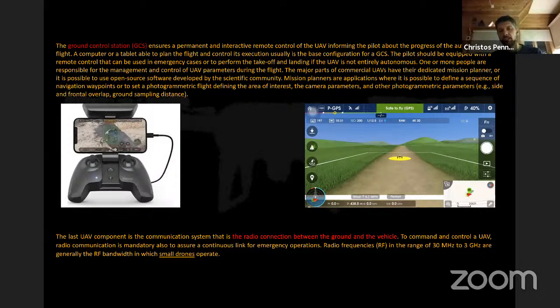Radio frequencies under which this communication is established are in the range of 30 megahertz to 3 gigahertz. And this is generally the radio frequency bandwidth in which small drones operate. So one should keep this in mind, because if we are in an area where there are antennas that may transmit in this frequency bandwidth, it might cause some communication problems between the drone and the remote control. And yeah, sometimes this is not good. It might lead to some catastrophic events.